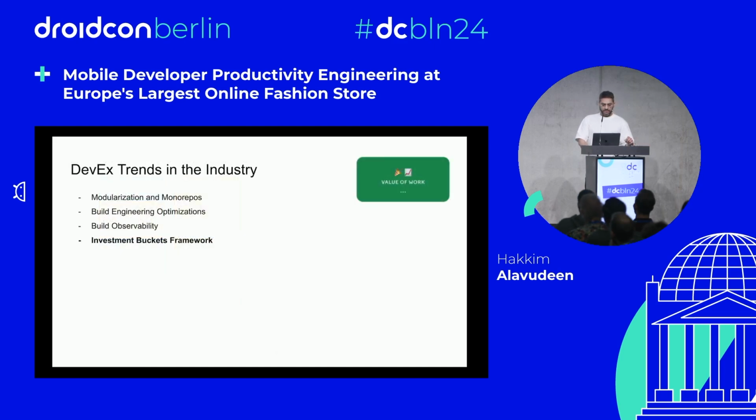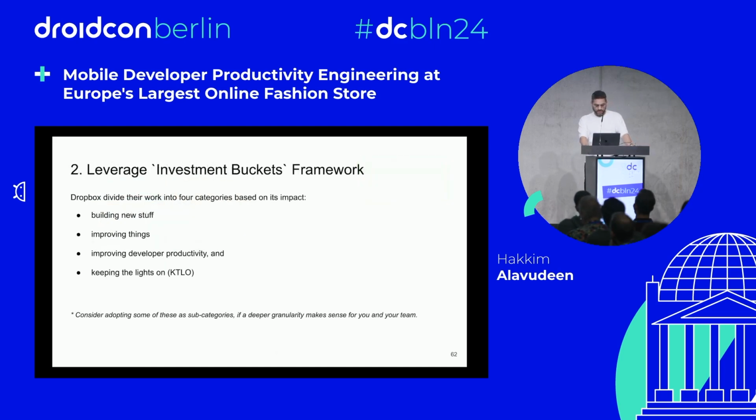So the investment buckets framework that I talked about, what is it? They have 4 simple categories for grouping work. The first is building new stuff. The second is improving things. Then improving developer productivity, and keeping the lights on. Keeping the lights on is things like the GDPR compliance regulations that we've been struggling with, and I'm sure you have also.